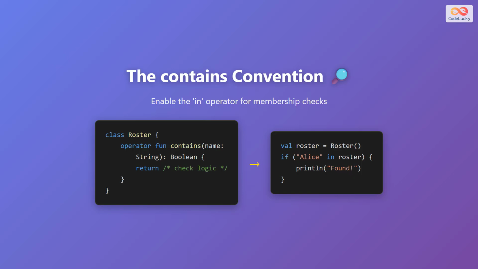The contains convention enables the in operator for membership checks in your custom types. By defining an operator function named contains, you can check whether an element exists in your object using natural language syntax. In this Roster class example, the contains function takes a name parameter as a string and returns a Boolean value. Once we create a roster instance, we can check if a name exists by writing if "Alice" in roster. This calls the contains method and executes the code block if the result is true, printing "Found!"